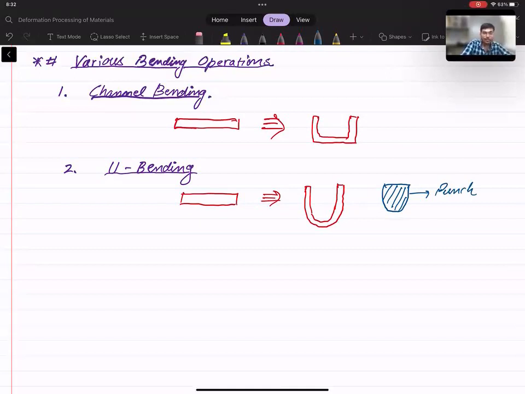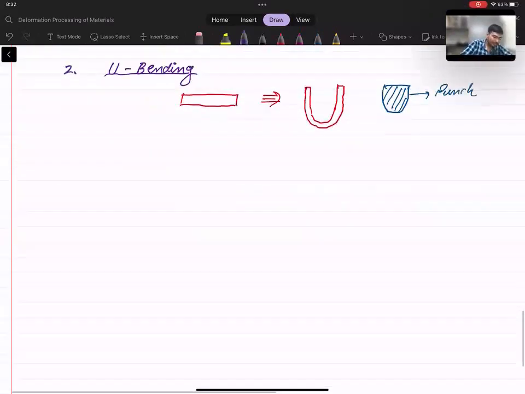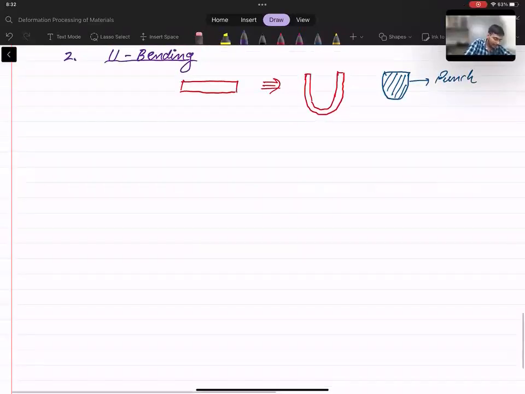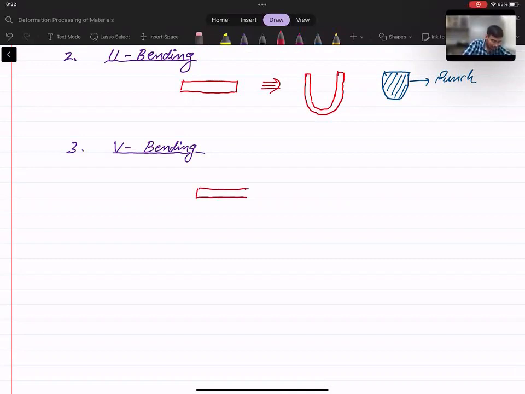Similarly, V bending is done. Okay, so in V bending, again, the shape will be like the alphabet V. So we have V bending. In V bending, say this is the initial blank, and this is bent to a V shape like this. It will be sharper, say like this.